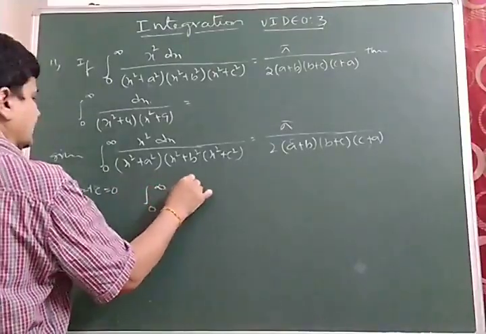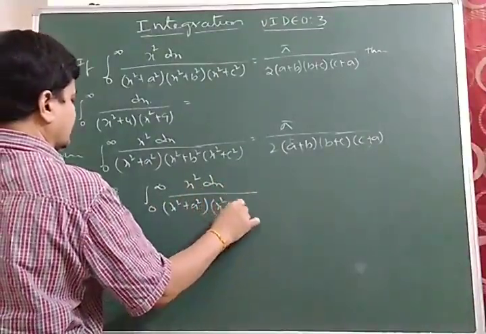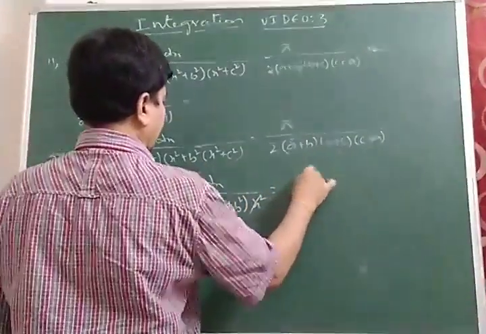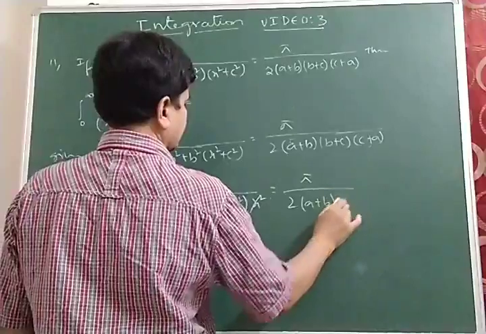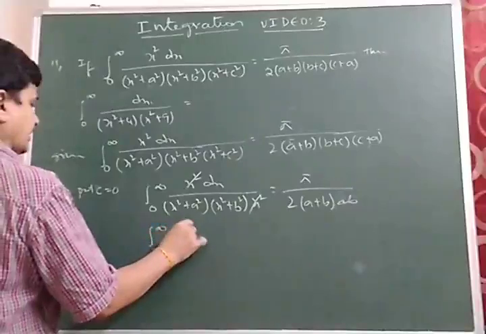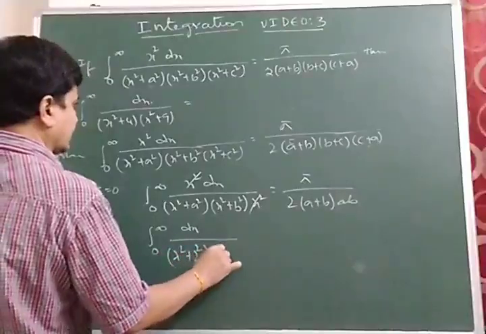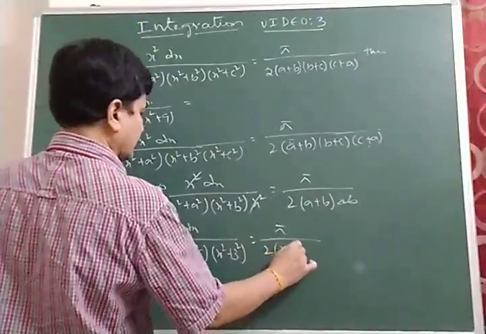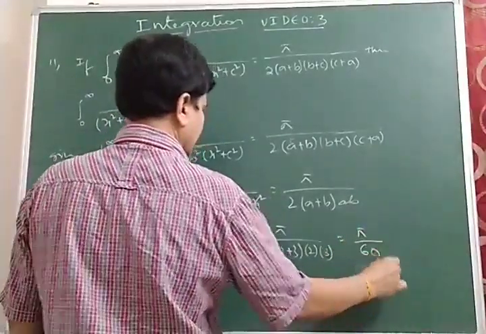Integral 0 to infinity x square dx by (x square plus a square)(x square plus b square) into x square. X square is cancelled, that is equal to pi by 2 into (a plus b) into b into a into b. So that's why integral 0 to infinity dx by (x square plus 2 square)(x square plus 3 square) is equal to pi by 2 into (2 plus 3) into 2 into 3, that is equal to pi by 60 is the answer.